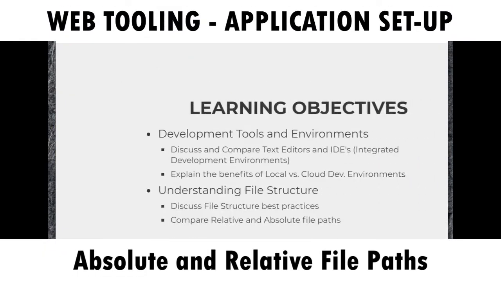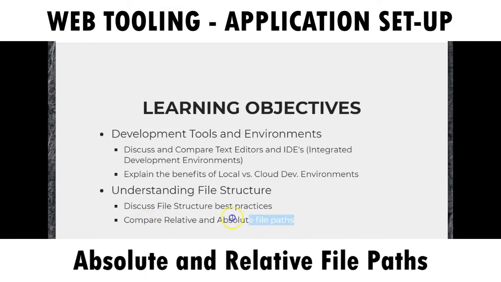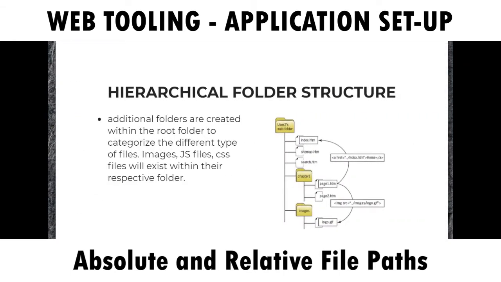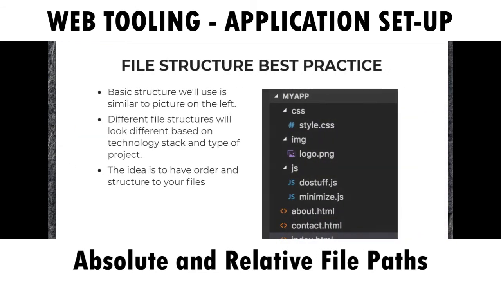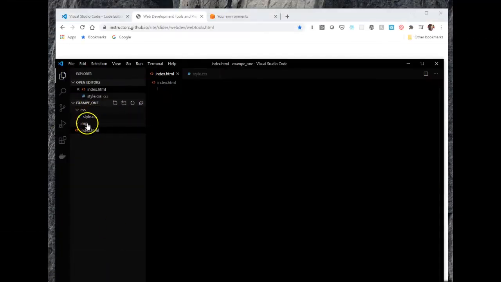All right, in this video, we're going to go over absolute and relative URL file paths. So that's going to skip to that slide here. In the previous video, we talked about file structure and best practices, and so you should have your project folder set up. This is what we went over in the last video, where we have the CSS directory, this IMG directory. Then we created this file and we gave it the extension .html.